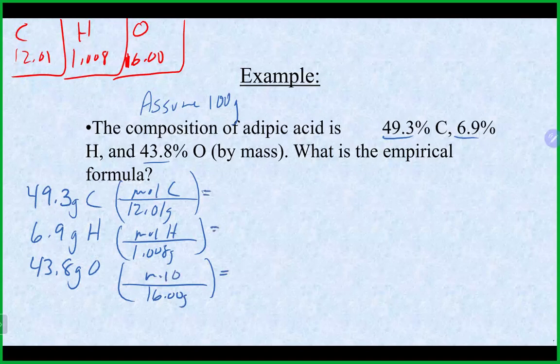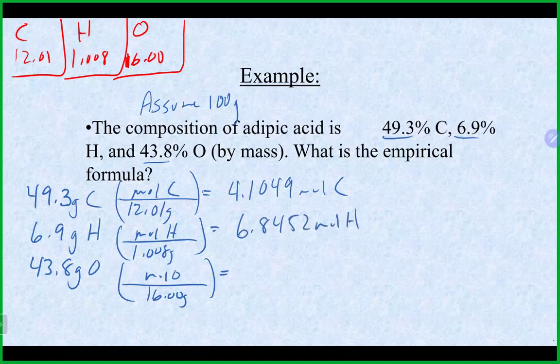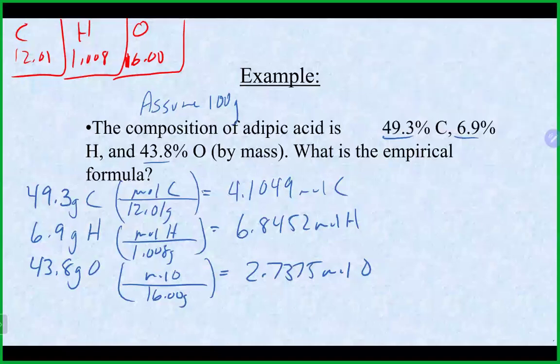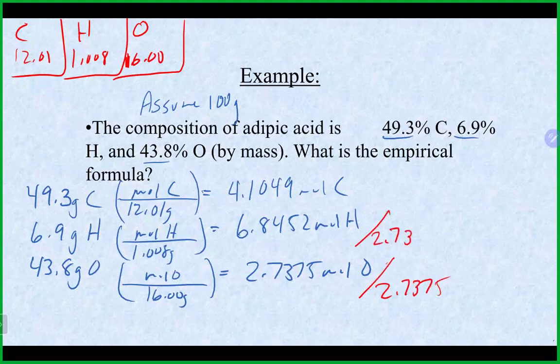So in this case here, 49.3 divided by 12.01 is going to get us 4.1049. 6.9 divided by 1.008, 6.8452. And lastly here, 43.8 divided by 16 is going to give us 2.7375 moles of oxygen. Again, in this case, we are going to divide by the smallest number of moles. And in this case, it does look like it is the oxygen. So we're going to take everybody and divide it by the oxygen here.